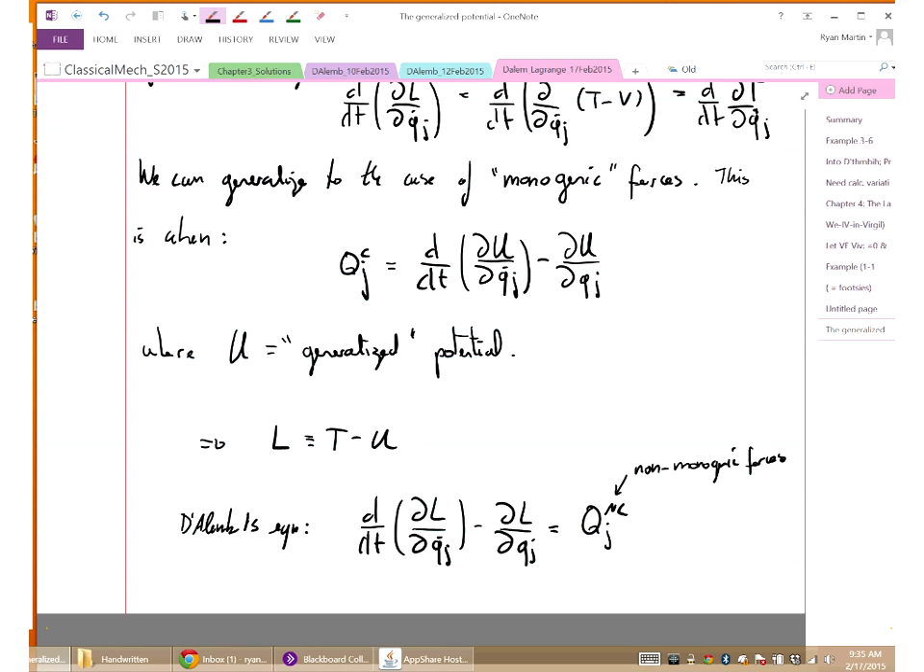So whereas previously we potentially had conservative forces, monogenic forces, and really non-conservative forces, the monogenic forces we can include into L with the conservative forces. Okay? In general, we won't distinguish between whether it's a generalized potential or a potential. We just care that we can put it into the Lagrangian as T minus that thing. So in general, we'll just call it V. Okay, any questions?